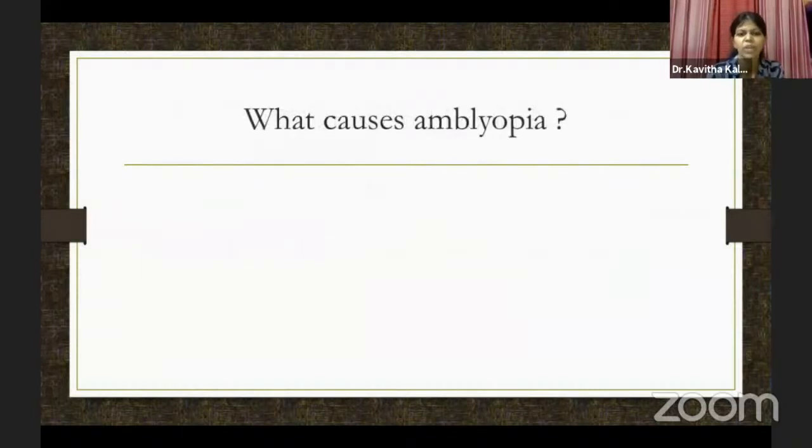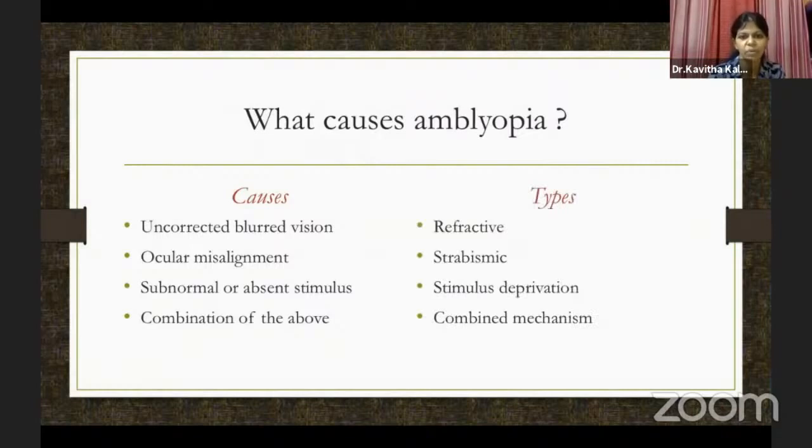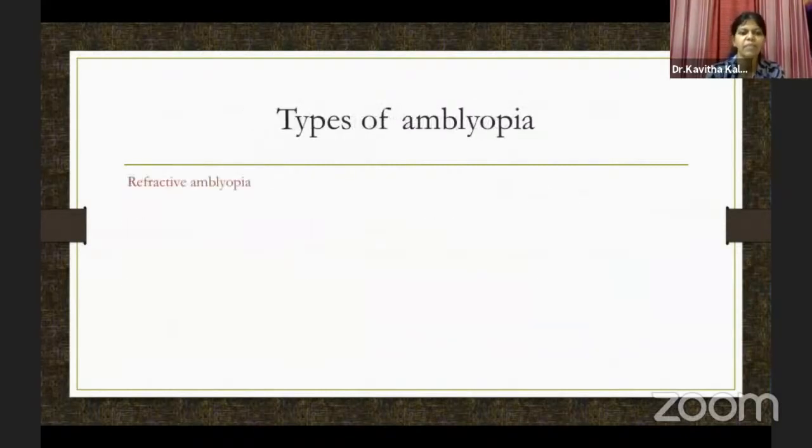So what causes amblyopia? Uncorrected blurred vision is the commonest cause. Ocular misalignment, that is strabismus, subnormal or absent stimulus, and sometimes a combination. Many times there is a combination of all the above. So based on these causes, there are types of amblyopia: refractive amblyopia, strabismic, stimulus deprivation amblyopia, and combined mechanism amblyopia. So what are the types of amblyopia?